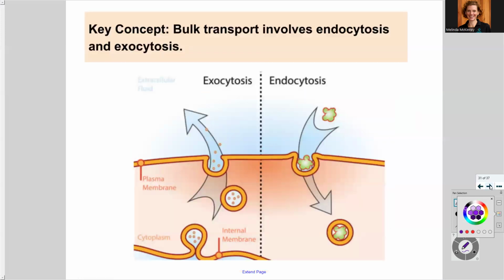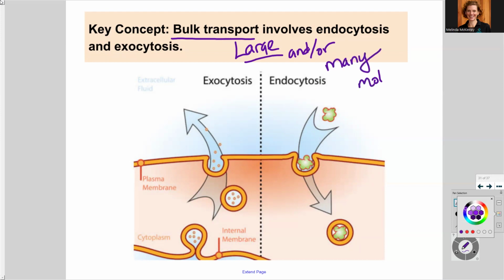Okay, last concept for active transport is bulk transport. So bulk transport, we're going to be bringing large items, okay? So they could be really big molecules, just a lot of them, many molecules, right? So if we want to bring big stuff or a whole bunch of stuff in or out of the cell, that's called bulk transport.